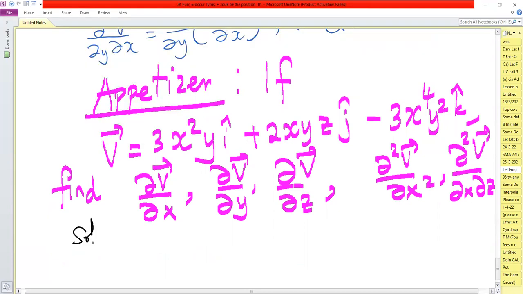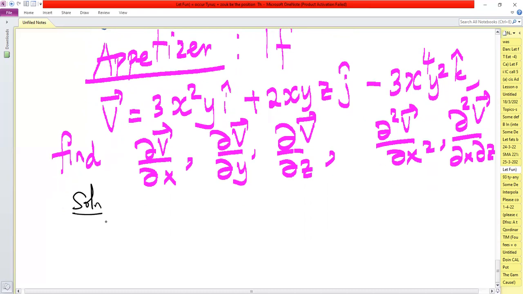Now the solution. Remember, just the same way we explained in calculus, to carry out partial differentiation with respect to x, any other variable that is not x is assumed to be a constant. Only x is taken to be a variable. Similarly for partial y, any variable that is not y is assumed to be a constant, and only y is taken to be a variable. And the normal rules for ordinary differentiation still apply.